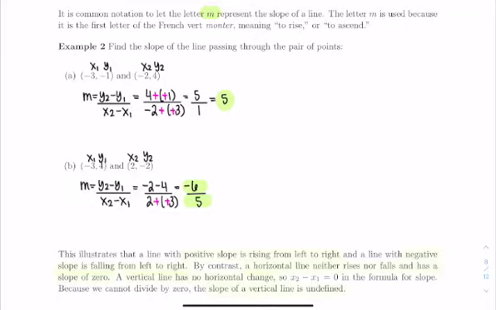This illustrates that a line with positive slope is rising from left to right, and a line with negative slope is falling from left to right.